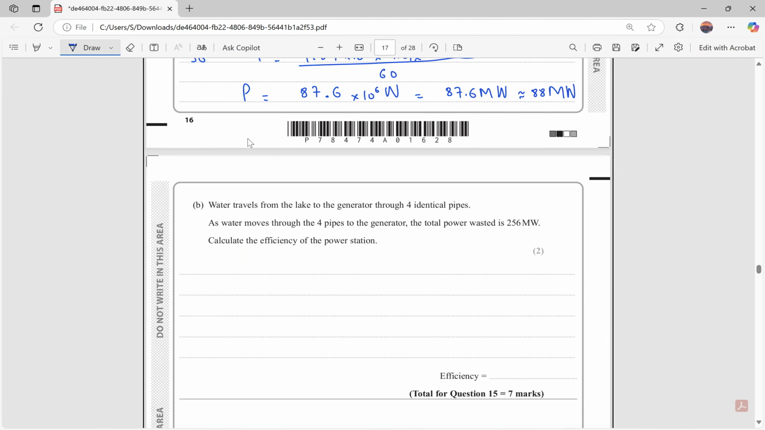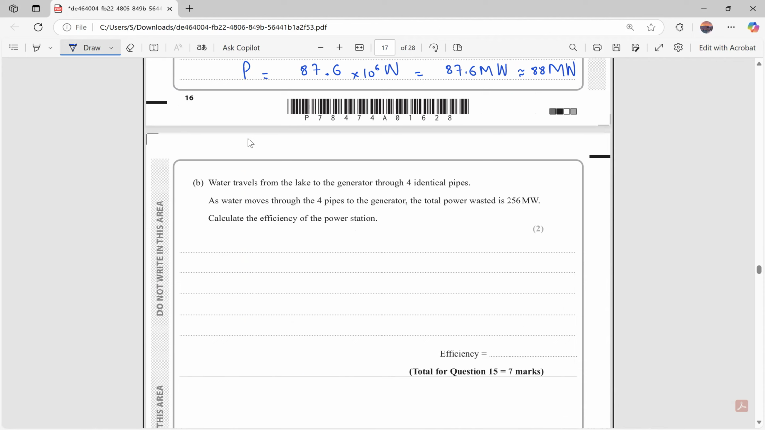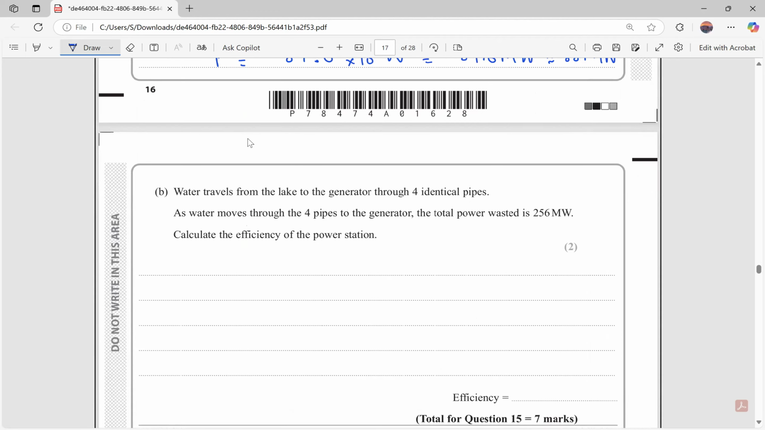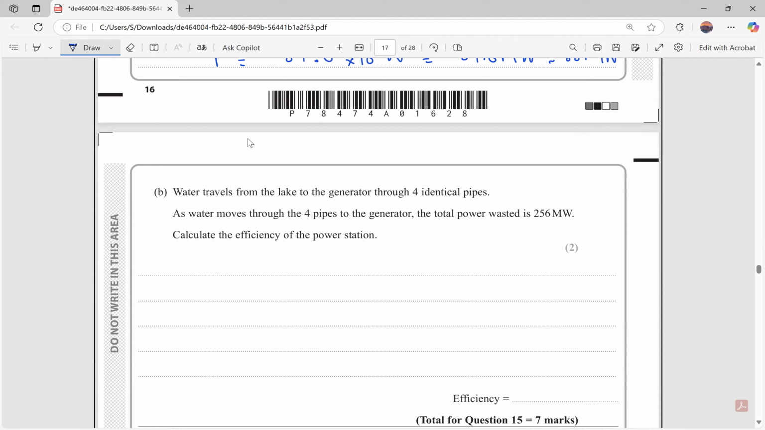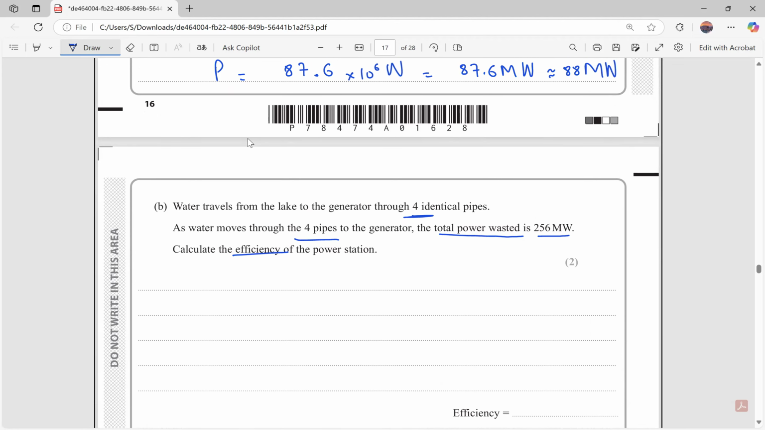Moving on, part B. Water travels from the lake to the generator through 4 identical pipes. As water moves through the 4 pipes to the generator, the total power wasted is 256 megawatts. Calculate the efficiency of the power station. So what do we know? Wasted power, and that there are 4 pipes. And we have to find the efficiency.